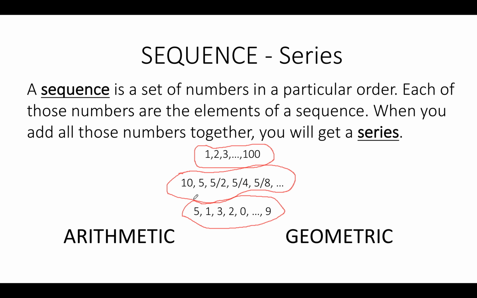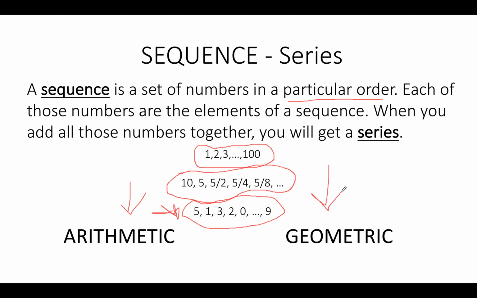The definition is a set of numbers in a particular order. Look at this keyword, particular order. This one has no order, so it is not a sequence. Now the top two are, so we need to know that. Now a sequence can be of 2 types. It can either be arithmetic or it can be geometric. There is a way we find out whether it's arithmetic or geometric. We need to know that.